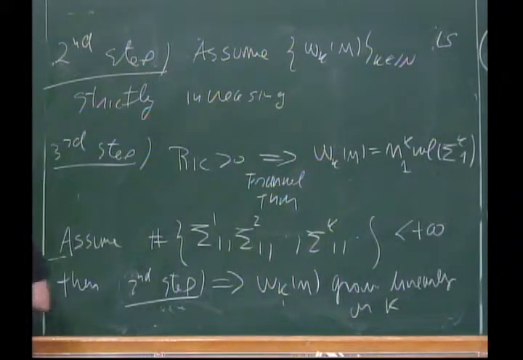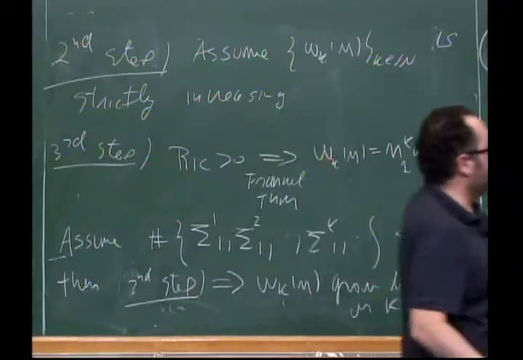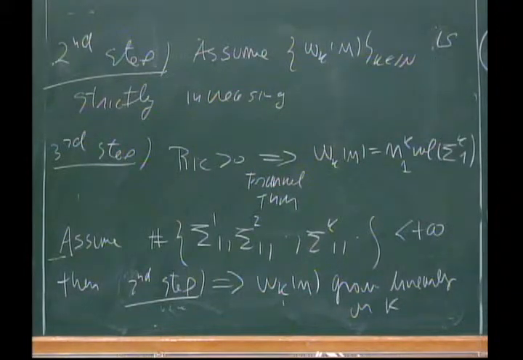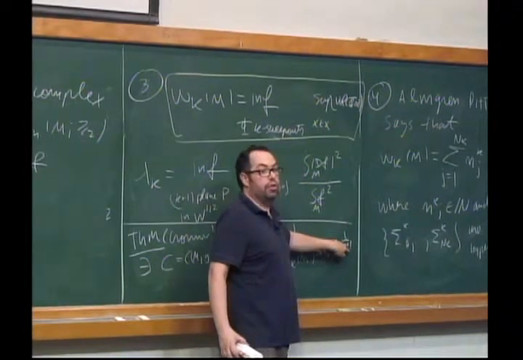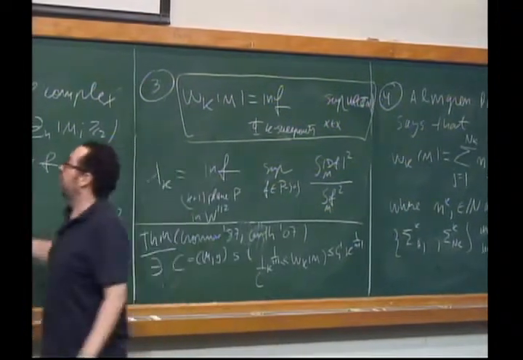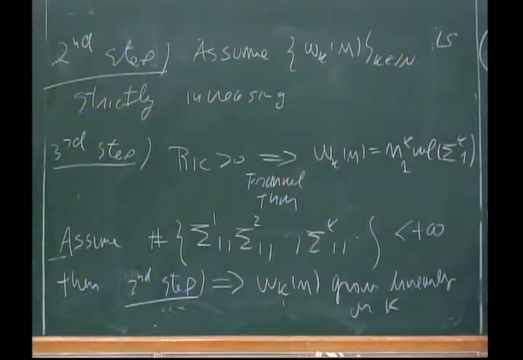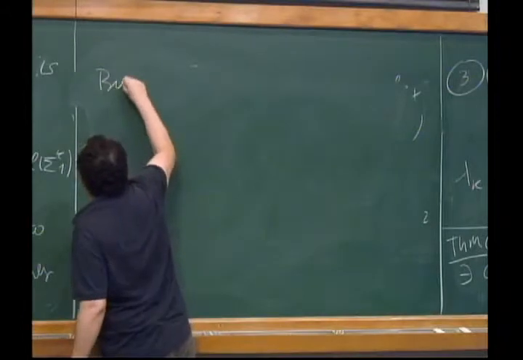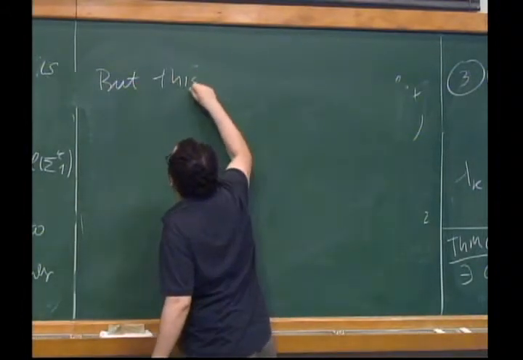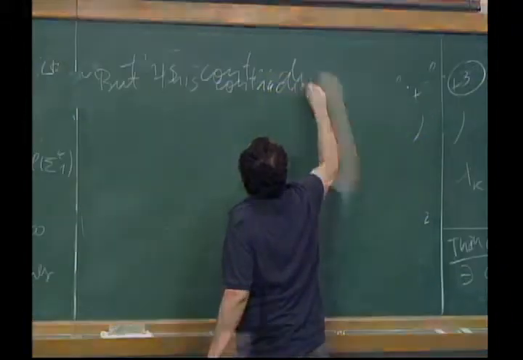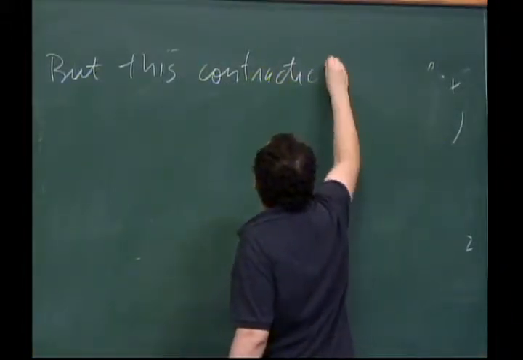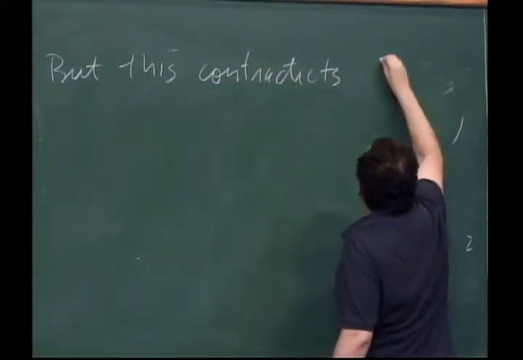But on the other hand, I know from the Gromov-Guth theorem that they grow less than linearly. They grow like the (n+1)th root. And so that's where we get the contradiction. This contradicts the Gromov-Guth theorem.